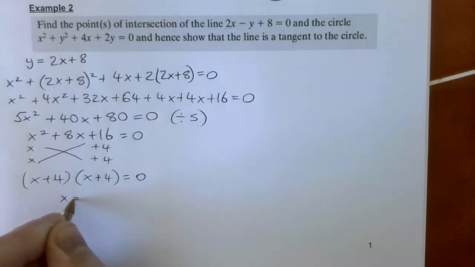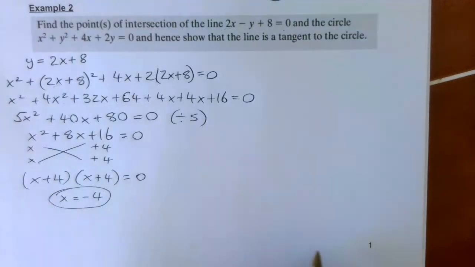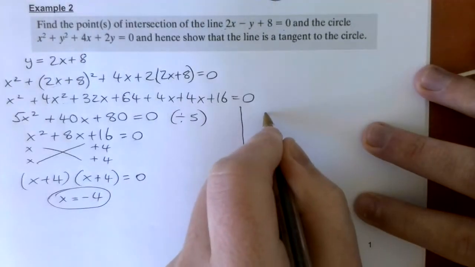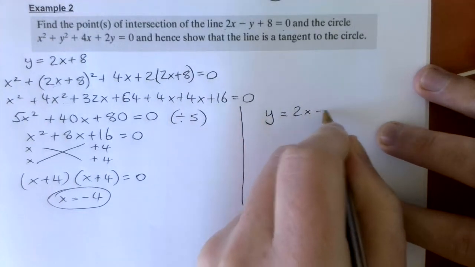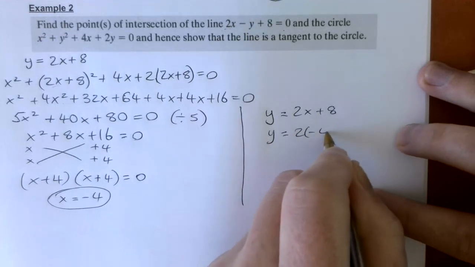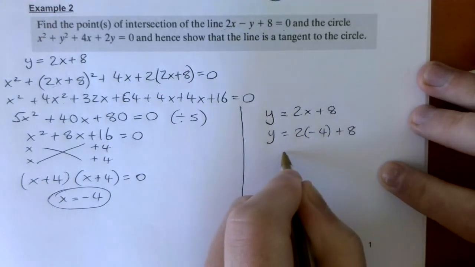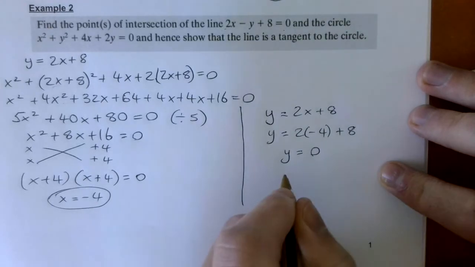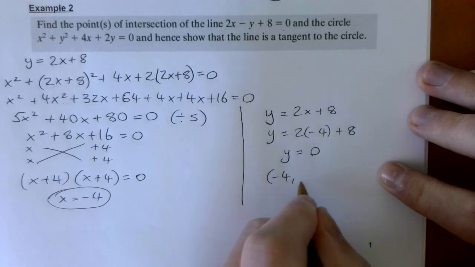So my x is going to be equal to minus 4. So we've only got one value for x. Then we need to sub it back into the original to get our value for y. So y is equal to 2 by minus 4 plus 8. So y is equal to 0. So our point of intersection is minus 4, 0.